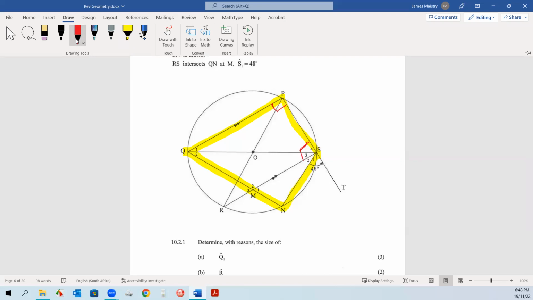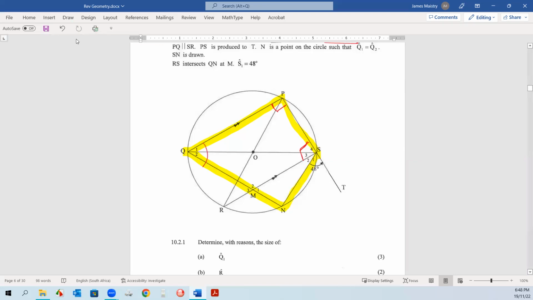Well done. If that's 48 degrees, we know that the whole angle here is 48 degrees. Is that what you're telling me, young man? Yes. But if we read the top, N is a point such that Q1 is equal to Q2. Can you see that? So if the whole thing is 48, each one should be 24. And there we found our Q1. We're now going to find angle R. Let me give you some time to think.